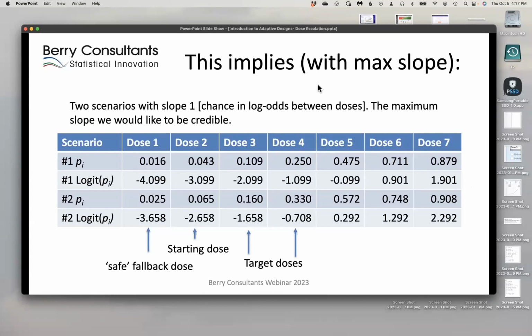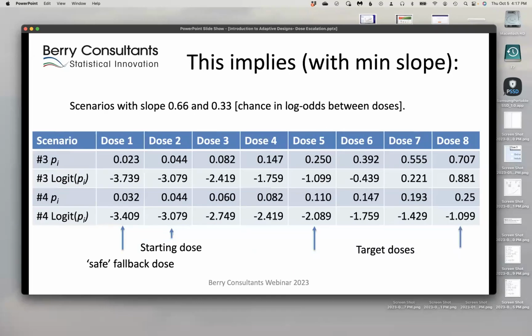But this ought to be with our maximum slope. What about the expected slope, or perhaps a possible slope below what's expected? So if our maximum slope has a change in the log odds of 1, maybe the expected slope is say 0.66, and maybe the lowest slope, the shallowest slope we expect, is maybe a log odds change of 0.33. These might give us scenarios that look like this.